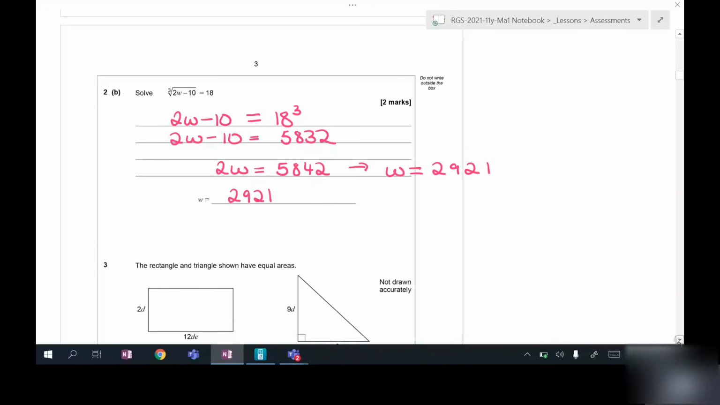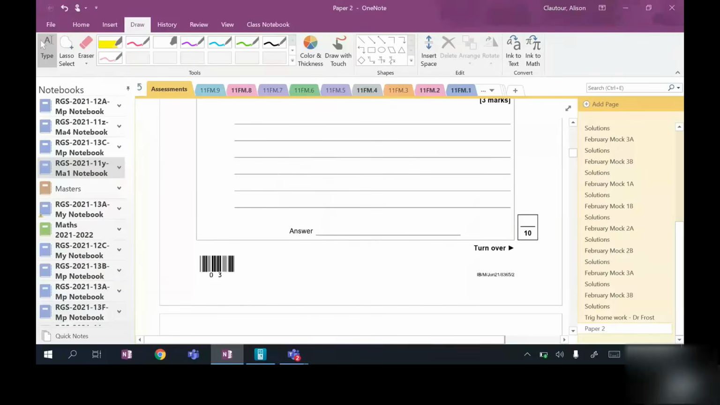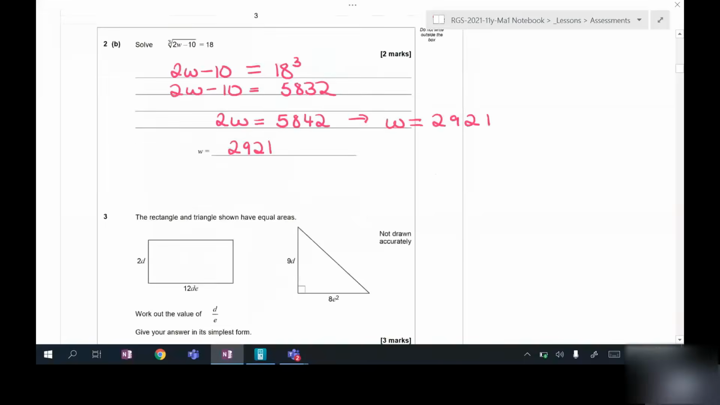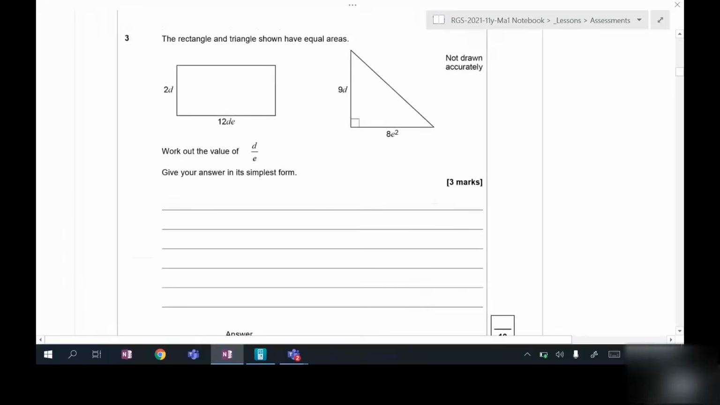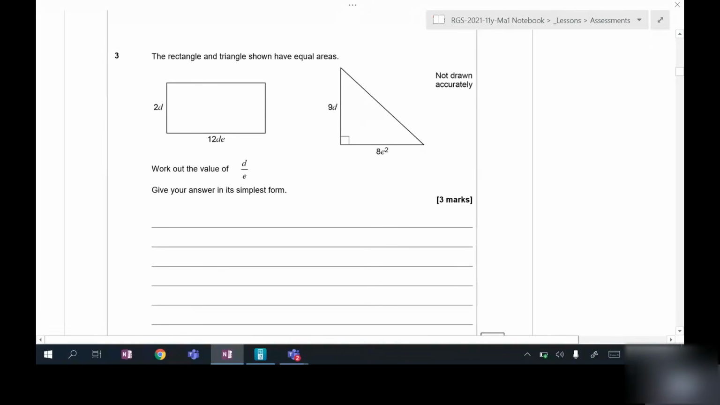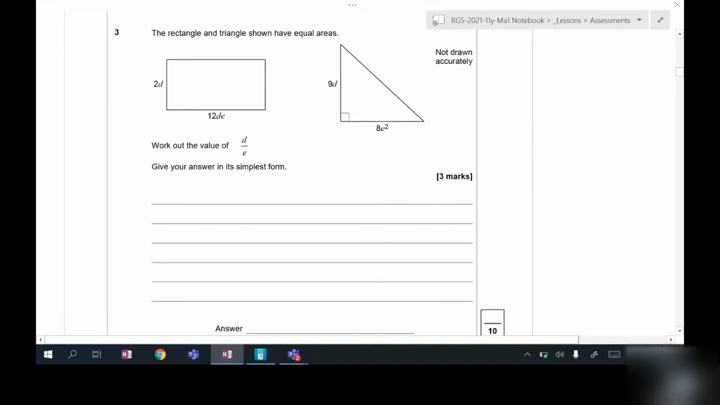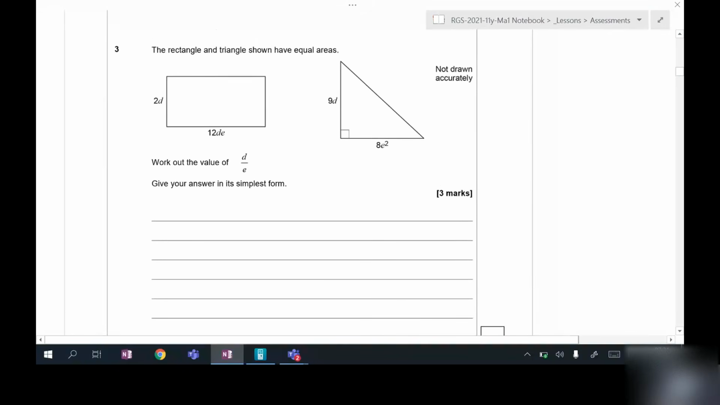Question 3. So the rectangle and the triangle have got equal areas, and we want to work out d divided by e. If we work out the area of the rectangle, I'm doing 2d multiplied by 12de, so 24d squared e.